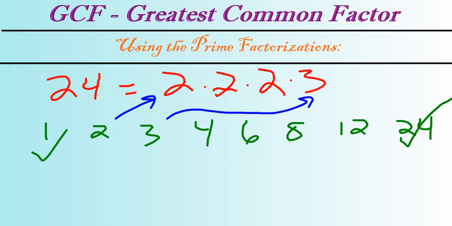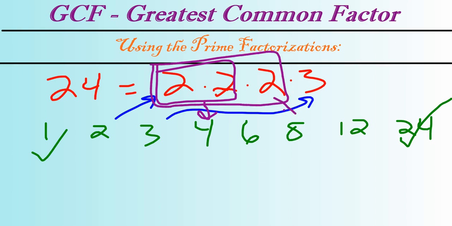You take 2 of those 2's together, you get 4. You take 3 of those 2's together, you get 8. You take the 2 and the 3 and not anything else, you get 6. Add one more 2: 2 times 2 times 3, there's 12. The prime factorization contains every single factor of that number.